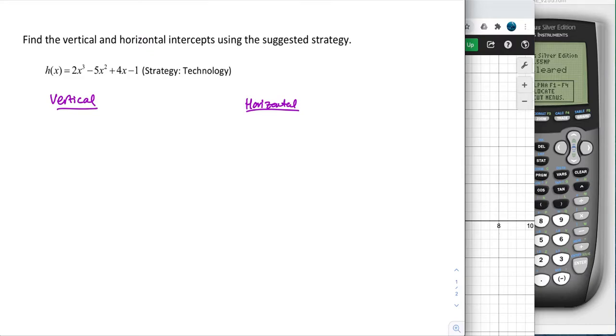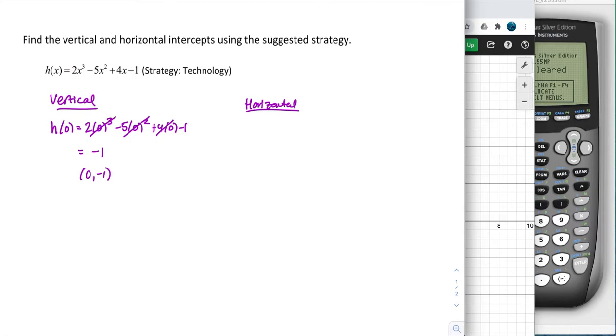Let's look at how we can find the vertical and horizontal intercepts using technology. For the vertical intercept, we can find that quickly just by evaluating our function for an input value of 0. So here h of 0 equals 2 times 0 cubed minus 5 times 0 squared plus 4 times 0 minus 1. Our first term goes to 0, our second term goes to 0, our third term goes to 0. We're left with just minus 1. So our vertical intercept as a point is (0, -1).